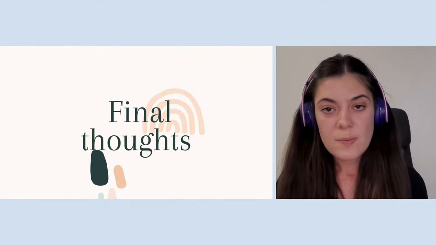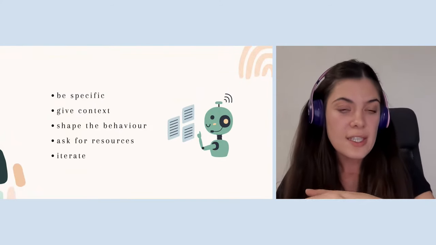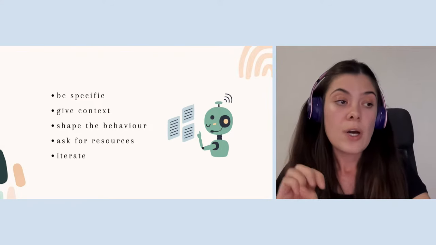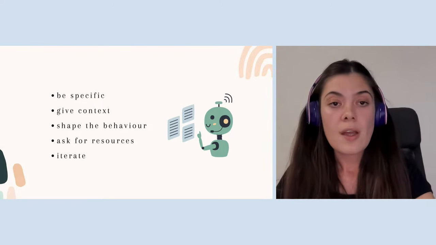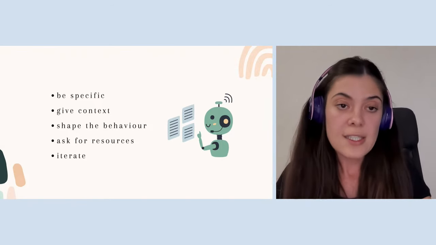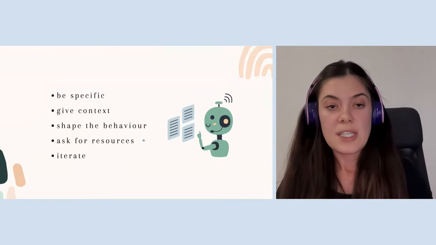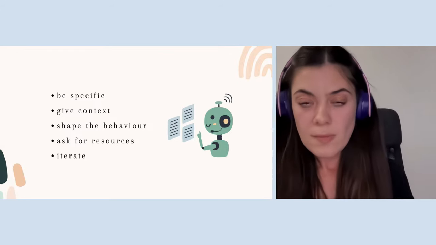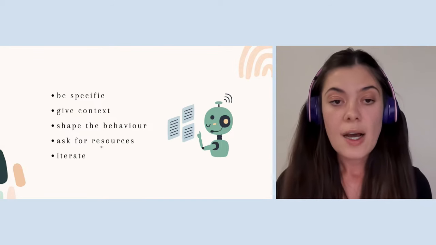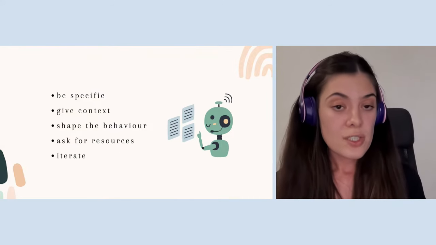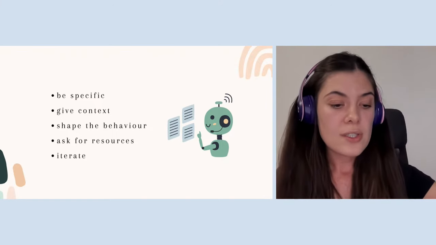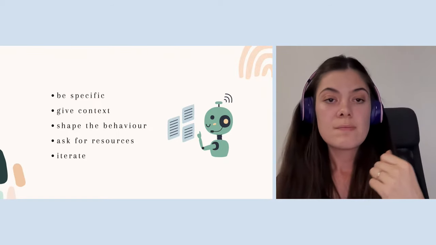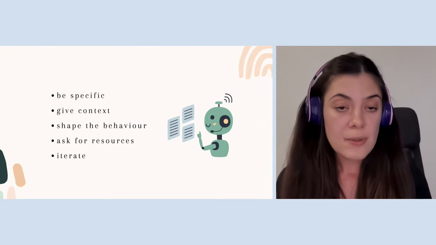Okay, and let's see some final thoughts. When you are interacting with ChatGPT and you want to learn, in this case Erlang, try to be specific about what you want and what you really need to learn. Provide enough details about the ideas you have in mind. Try to shape the behavior. We've seen that you can ask ChatGPT to behave like a personality or a character in case you want to make things a bit more fun. Ask for valid resources because they are the source of truth. And iterate: in case you don't get the expected output the first time, try to add more context, be more specific, or regenerate the answer.